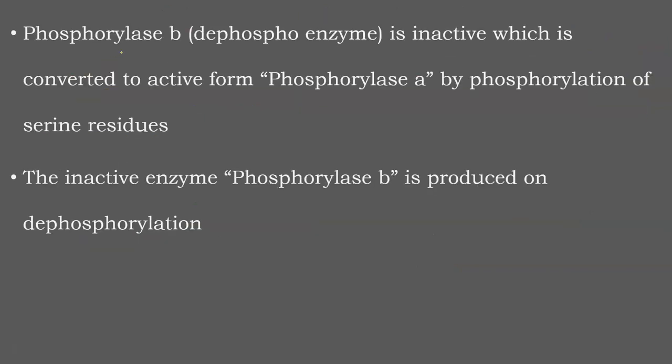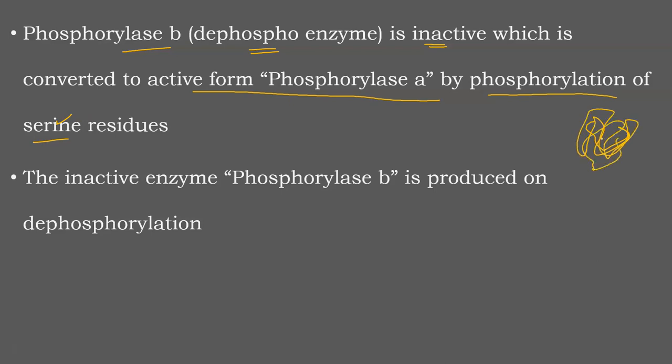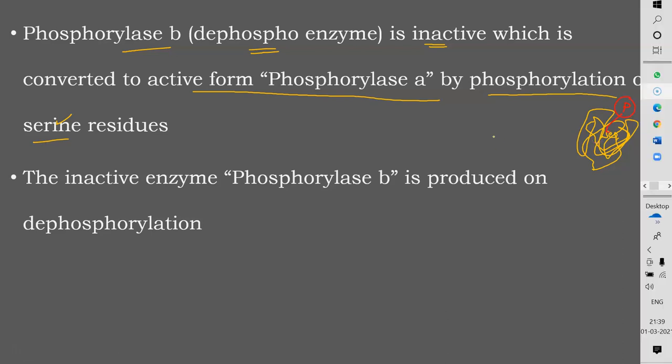See here, the glycogen phosphorylase B, which is the dephosphoenzyme, is inactive. This inactive form is converted to the active form, glycogen phosphorylase A, by what process? By the phosphorylation of a serine residue. Glycogen phosphorylase is the enzyme, and it contains many amino acids. Likewise, it also contains the serine amino acid. Here, the phosphate group is attached to the serine amino acid. That's the meaning of this sentence.